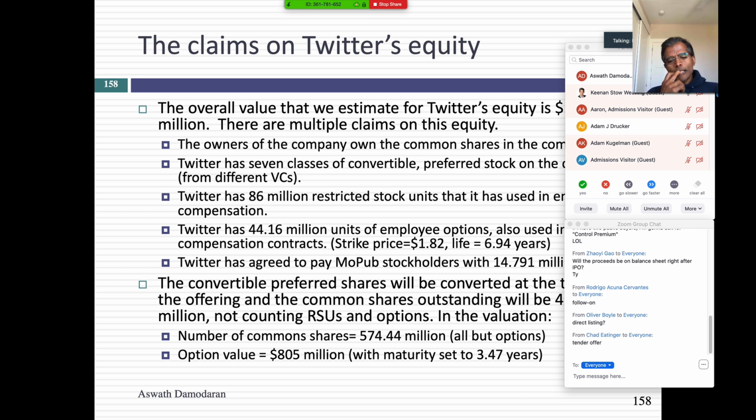Yeah. Cool. So when I did my Twitter valuation, here's what it looked like. There were 7 classes of convertible and preferred because it had 7 VC rounds. They had 86 million restricted stock units, 44.16 million options, and they just agreed to buy a company with 14.79 million shares. So I included the RSUs, I included the new shares they're going to issue on the acquisition. But I did not include the options. The options are valued separately as options by using the option pricing models. So my share count, 574.44, was about 50 million higher than what bankers and analysts were using.